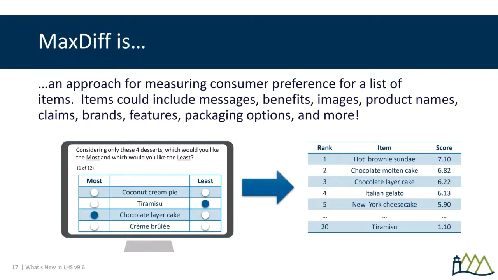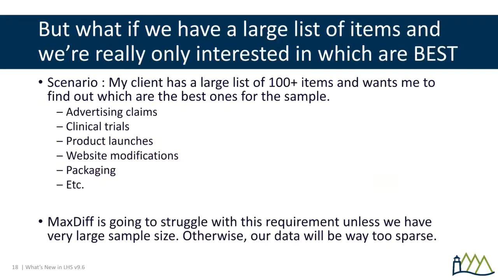So you can see that MaxDiff is super powerful in helping us determine this rank order of each of the items that we tested, or this preference order. And even better, instead of just getting a rank, we actually get utility values that are ratio scaled. So we can say that a score of a 7 is twice as great as a score of a 3.5.